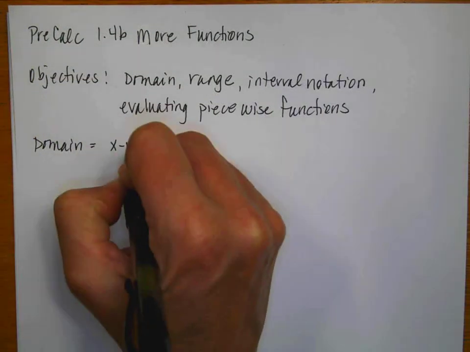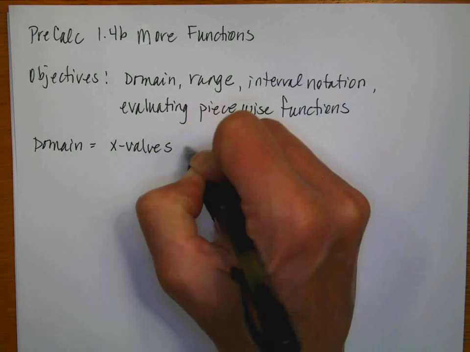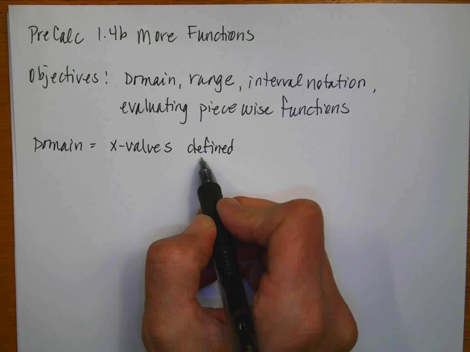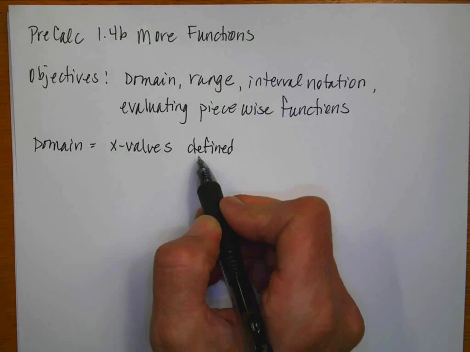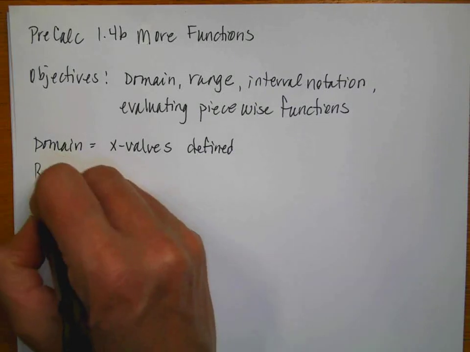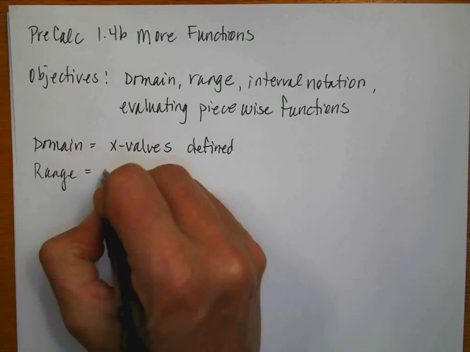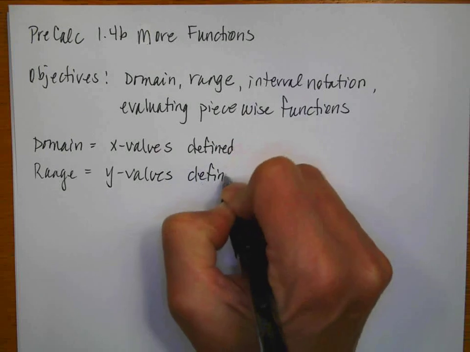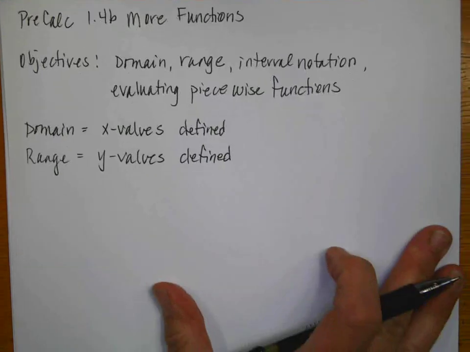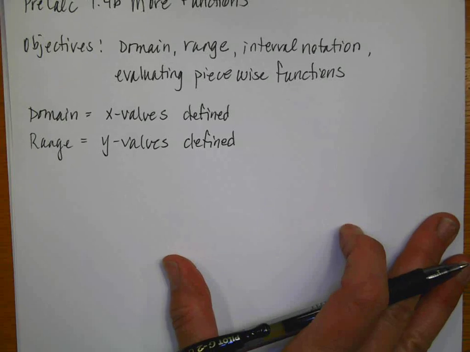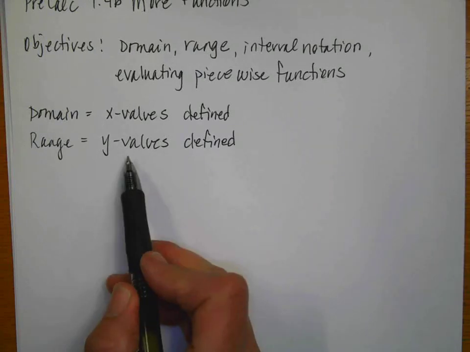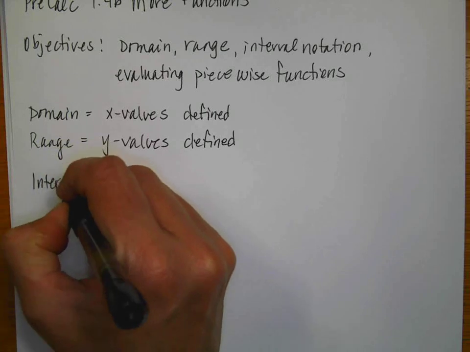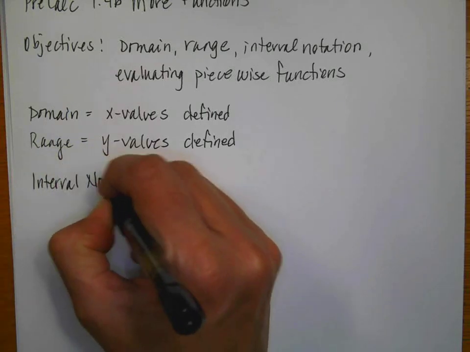Domain is the x values of a function that are defined. Okay, we don't want to include those that are undefined, so it's the x values that are defined. The range, same thing, it's the y values that are defined. We don't include those that are undefined. Okay, we'll get onto this more and we'll do a couple of examples in just a moment. We're going to talk about interval notation before we do more on domain and range.